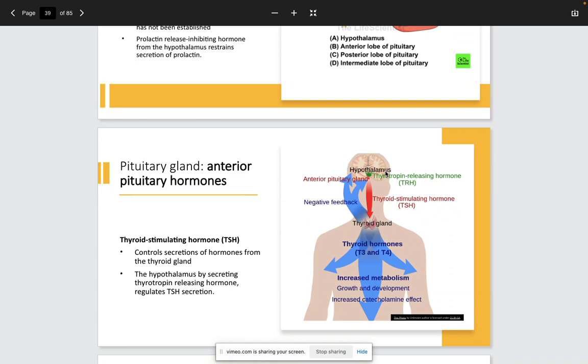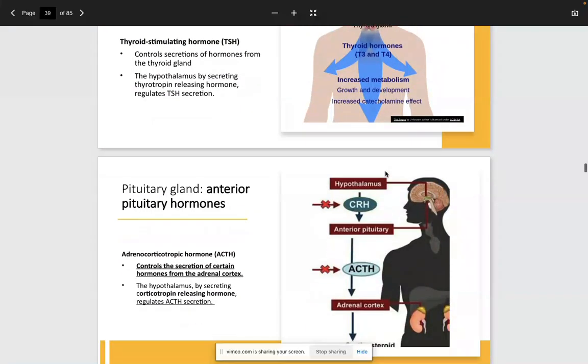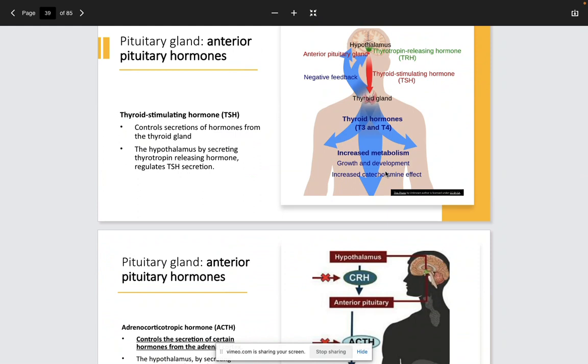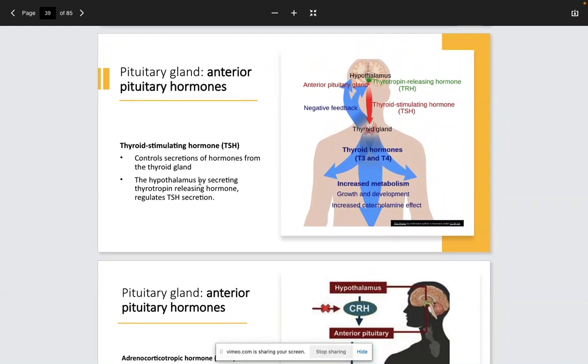These are actually the active components of thyroid hormone, whereas T4 is going to be the active portion. We'll discuss this later on. But thyroid stimulating hormone is going to control the secretion of hormones from the thyroid gland. The hypothalamus, by secreting thyrotropin releasing hormone, regulates TSH secretion.